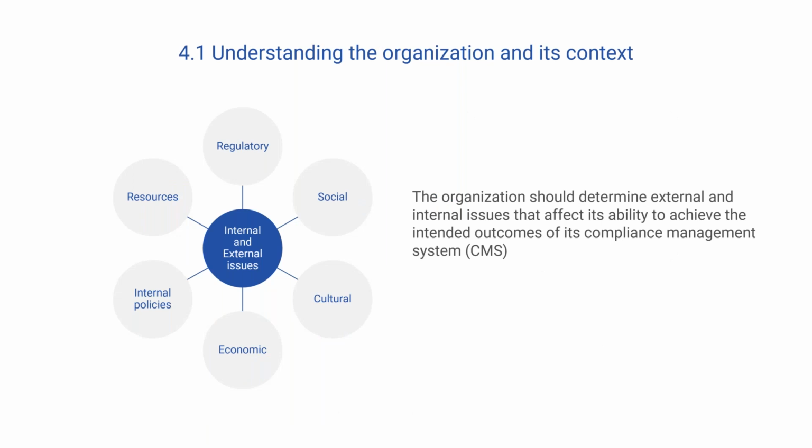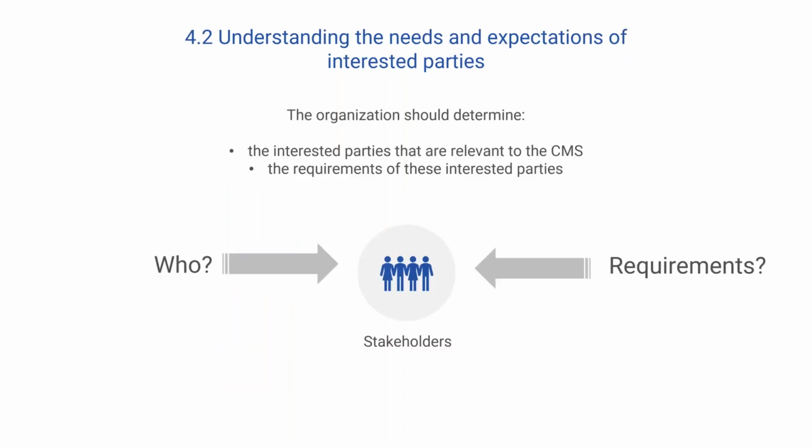Well, actually, let me get to that point, and then I'll give you an example on scope definition that is interesting. So understanding the organization as context, like we mentioned earlier, you need to understand your organization from the social elements of it, the cultural, where you operate, the economic, internal policies. And you want to determine both internal issues as well as external issues that are going to allow you to implement your compliance management system. And you've got to understand the needs and expectations of your interested parties. So who are your stakeholders and what are their requirements? This first phase is absolutely critical.